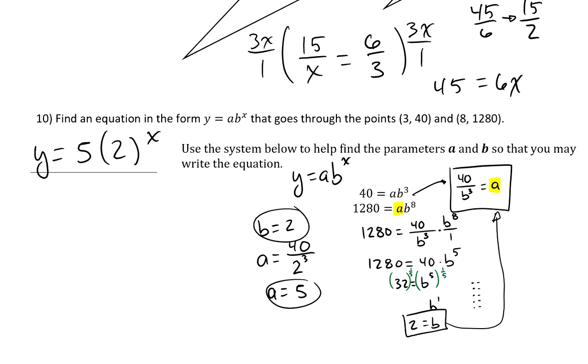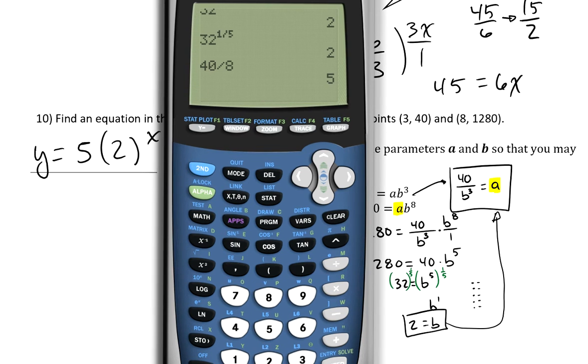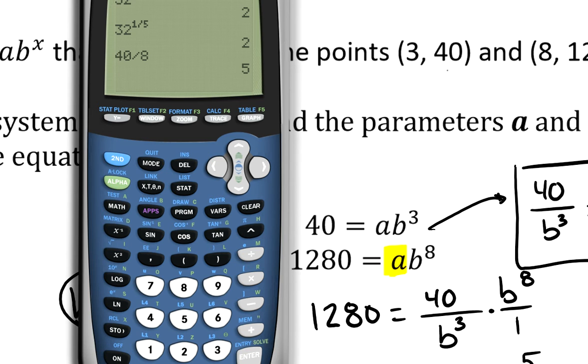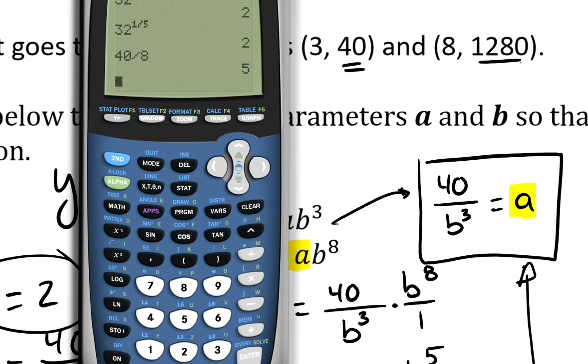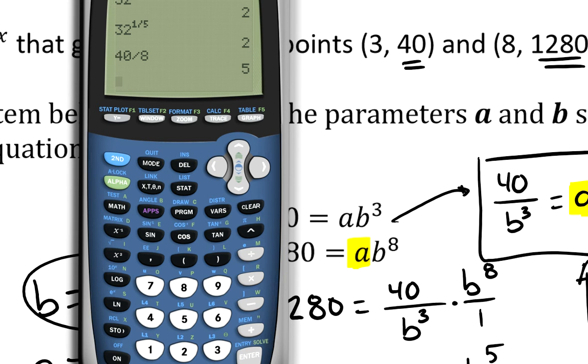Now I'm going to verify that using our 2 known points, right? All I'm going to do is plug x into that equation on the right hand side and verify that I do get the target y's. And you're like, what are the target y's? Well, I put in 3, I should get 40. And if I put in x is 8, I should get 1280. So that's what I'm looking for there.